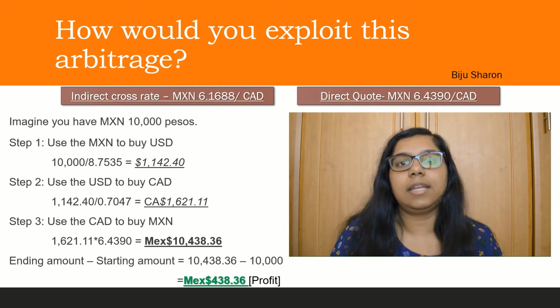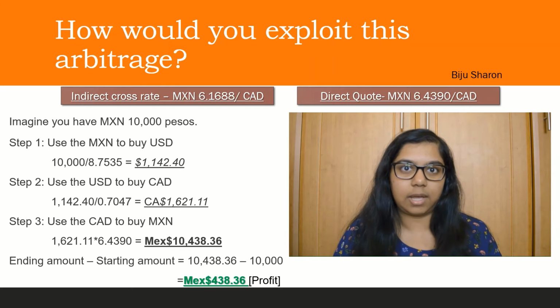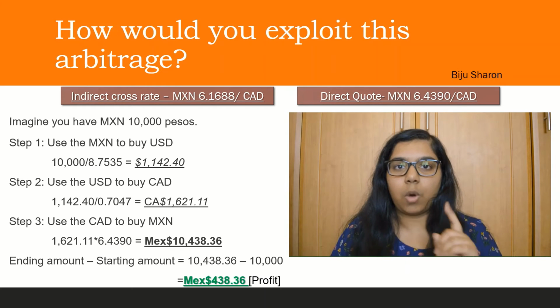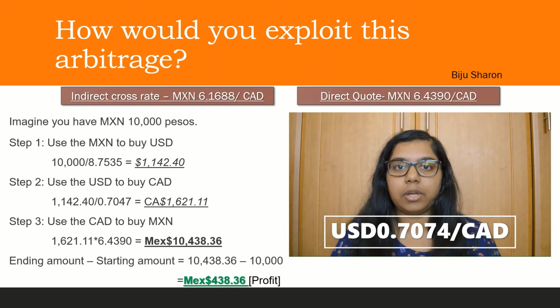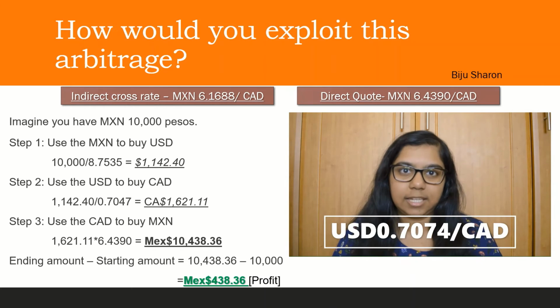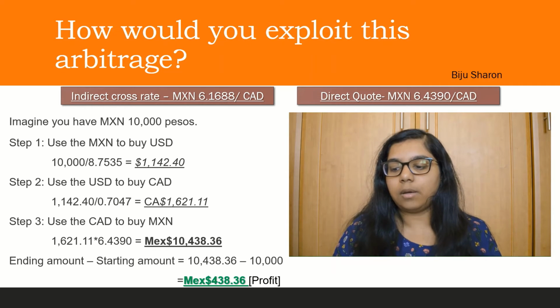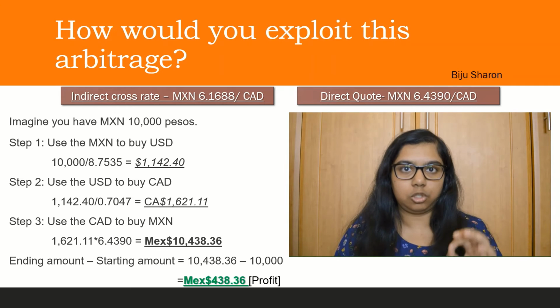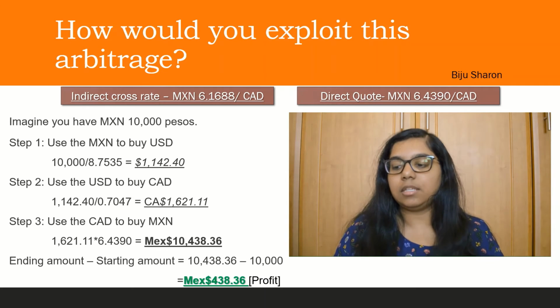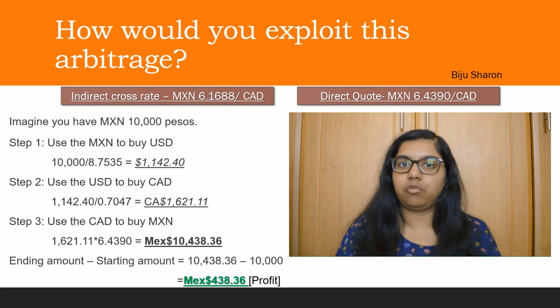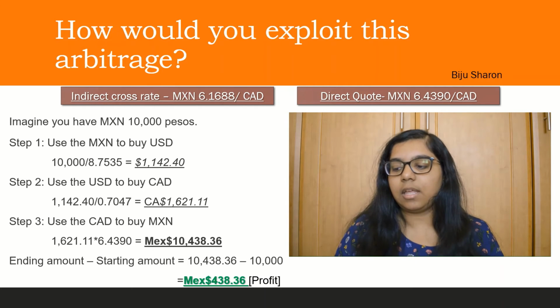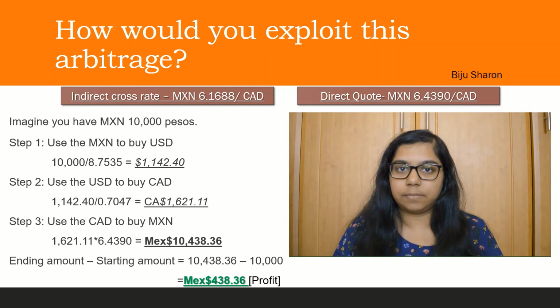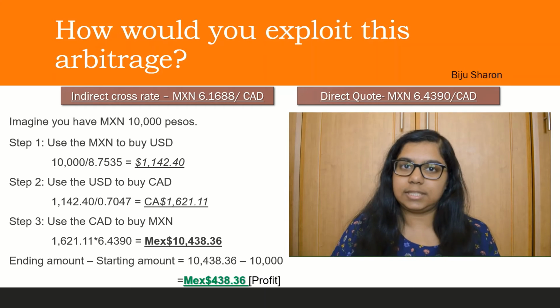The next step would be to use these US dollars and trade them to buy Canadian dollars. Canadian dollars don't have as much value as US dollars; $1 is equal to 0.7047 Canadian dollars. So we take the 1,142.4 US dollars we have, divided by 0.7047, which gives us 1,621.11 Canadian dollars.